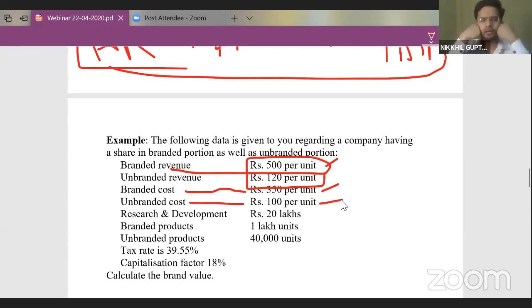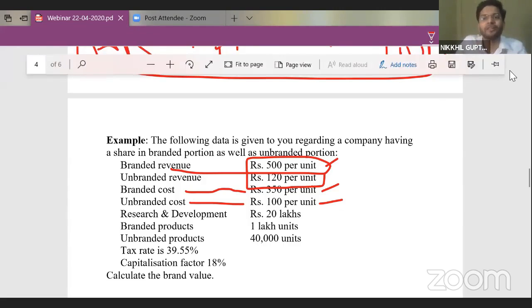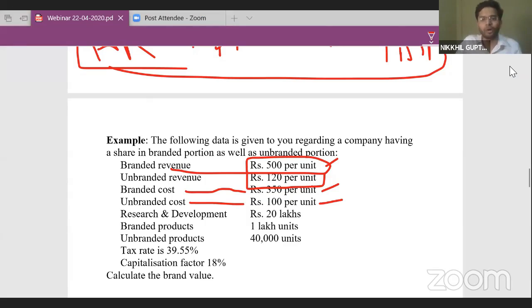Oh, sir, we understand revenue can be different for a branded product and a non-branded product. But sir, how is it possible that cost is different, because cost of production is the same for both products, branded or unbranded. The shoe is the same. So the cost is the same. Then why is there a difference in cost? We understand the difference in revenue, but why a difference in cost? Can you please tell me in one word what the difference is?